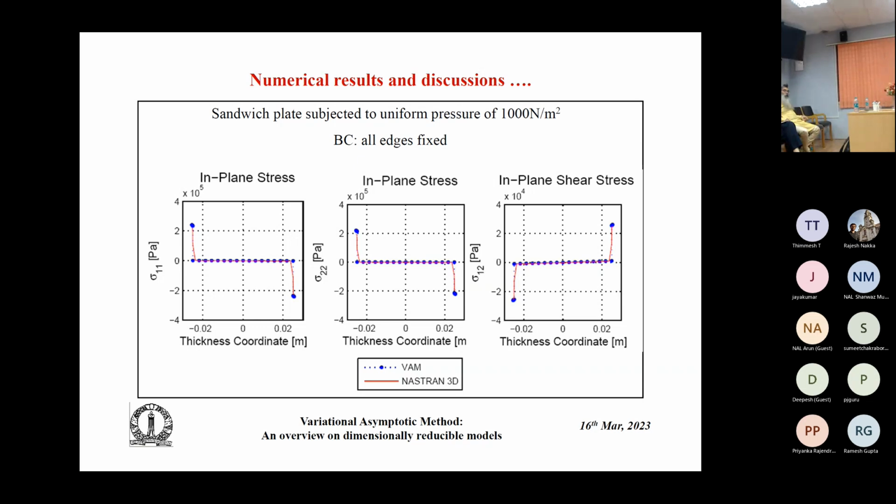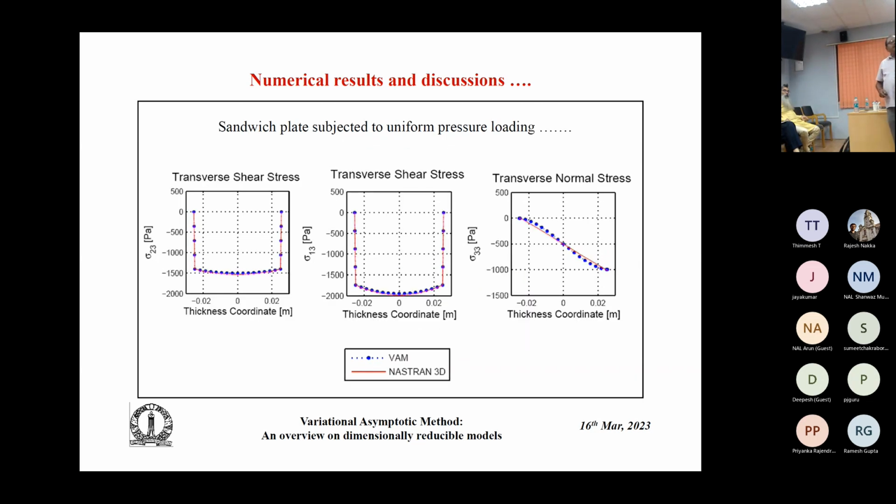And the red line shows the stress distribution obtained from the 3D finite elements using the Nastran solver, and the dotted line shows the results obtained from the VAM. As we know that for the transverse shear stresses, there should be continuity of the stress at the interface, where we can see the continuity of the stress at the interface when we have used the 3D finite elements as well as from the VAM.